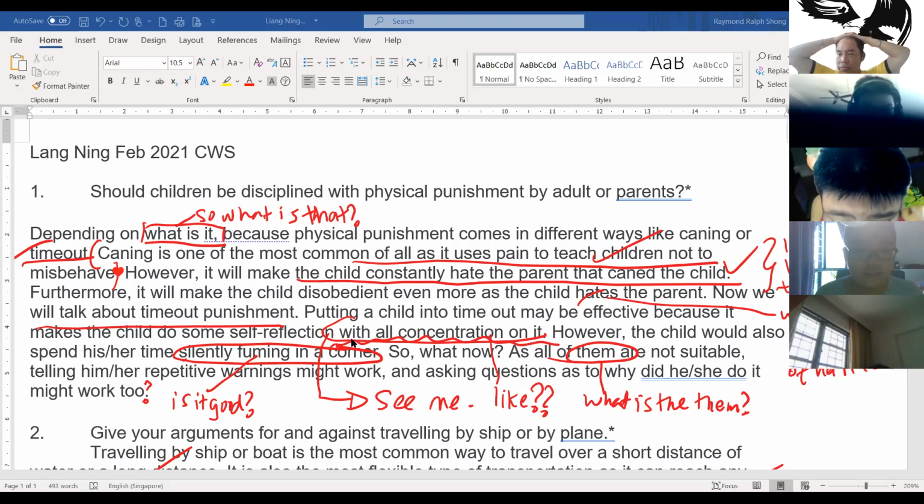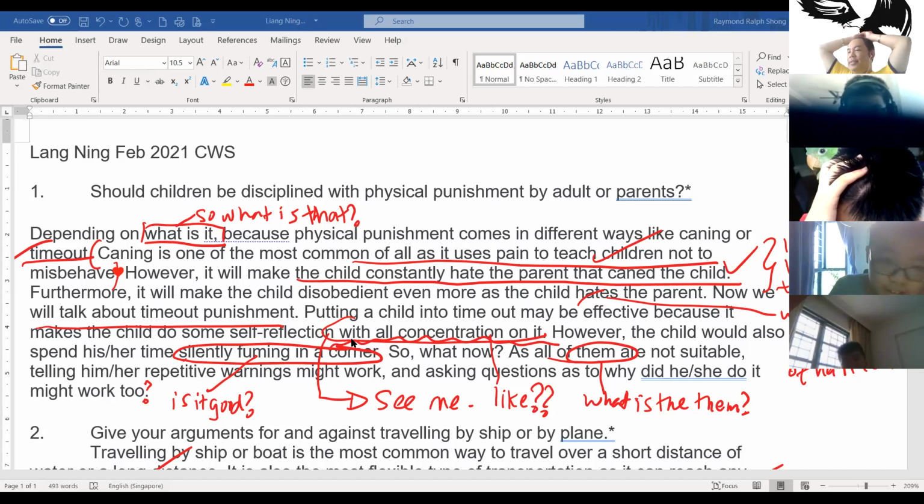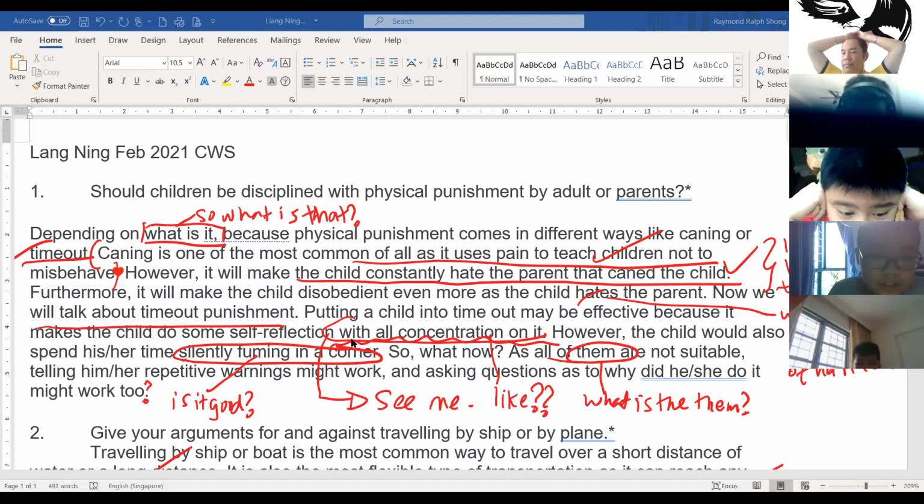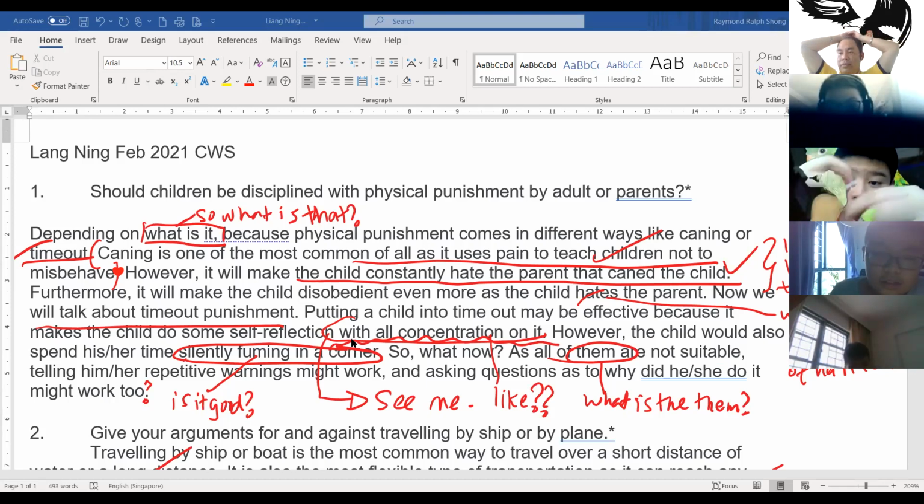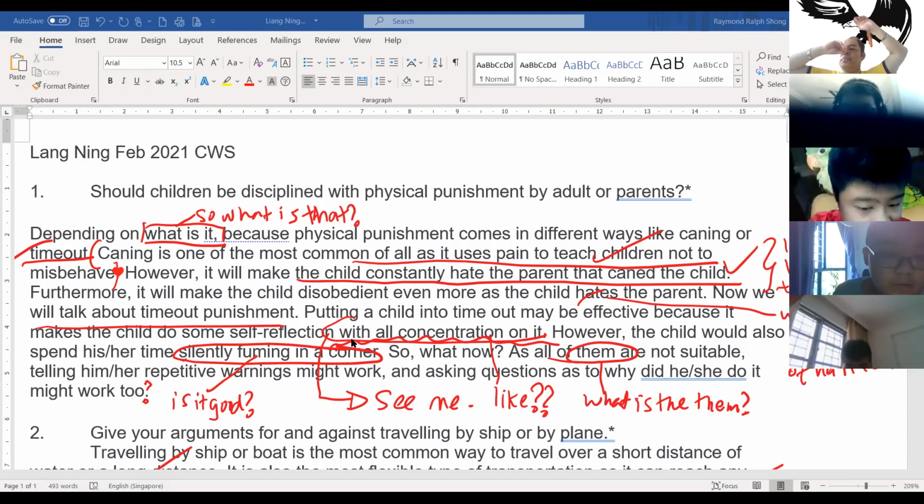Now we will talk about timeout punishment. Putting a child into timeout may be effective because it makes the child do some self-reflection with concentration on it. However, the child would also spend his or her time silently fuming in the corner. So, okay, so what now? As all of them are not suitable, telling him or her repetitive warnings might work, and asking questions as to why he or she did it might work too.